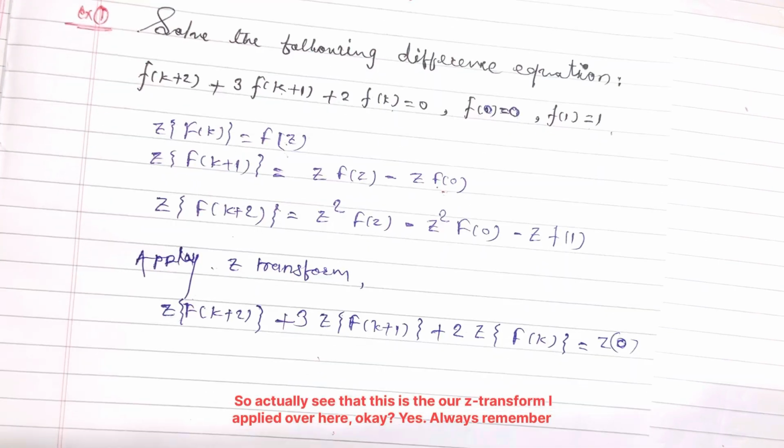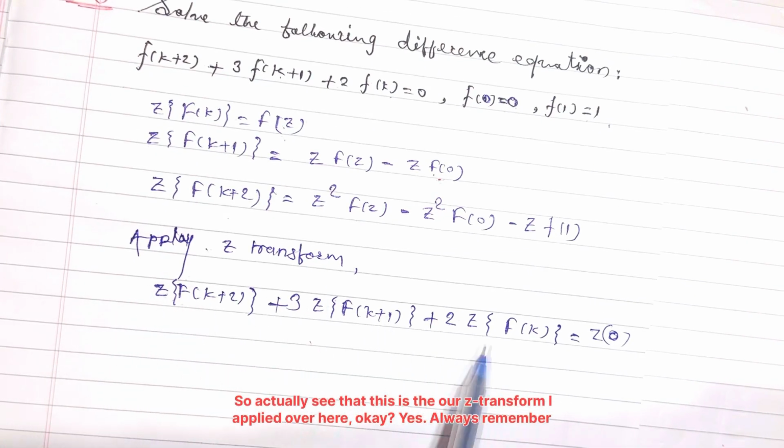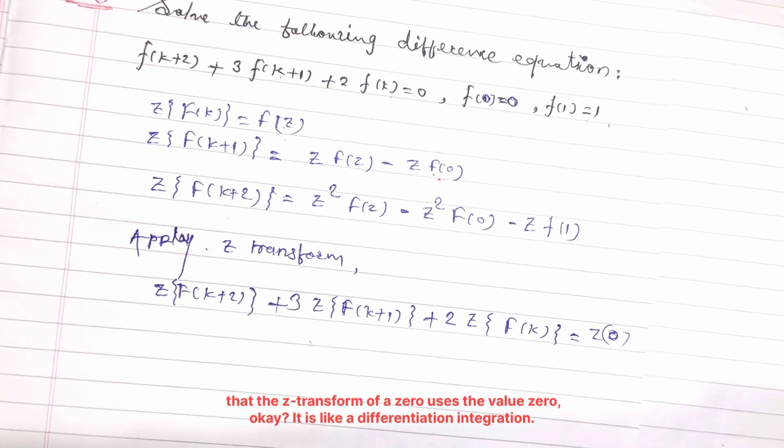So actually see that this is the Z transform I applied over here. Always remember that guys, Z transform of 0 gives us the value 0. It is like differentiation and integration. We know that differentiation of 0 is 0, integration of 0 is also 0. Similarly, Z transform of 0 is 0. Always remember this one.